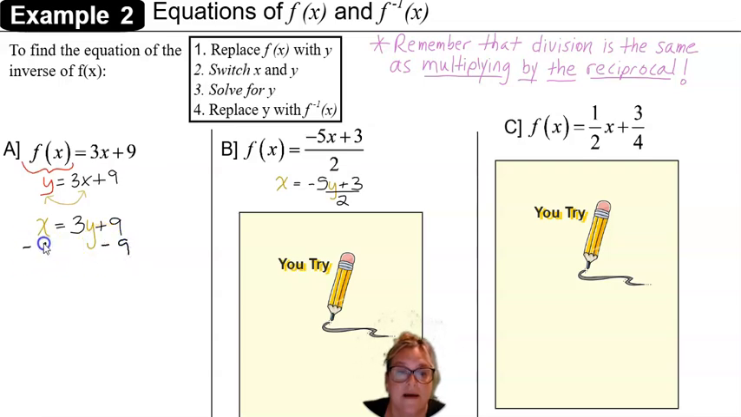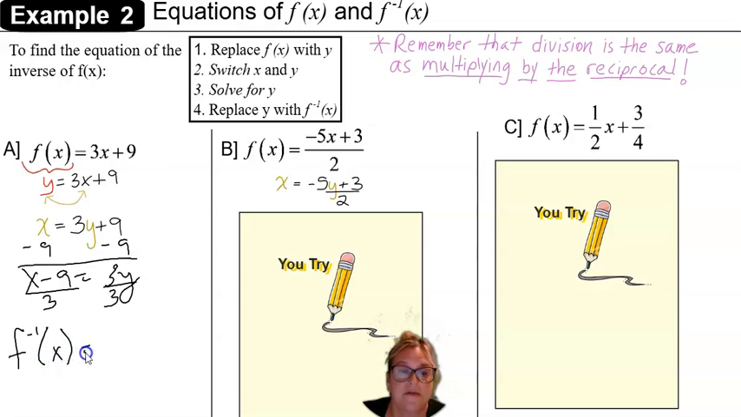So we'll subtract 9 from both sides, and we have x minus 9 is equal to 3y. Then we're going to divide both sides by 3, and the inverse, f with a little -1 superscript of x, is equal to the quantity x minus 9, all divided by 3. So pause the video and try B and C on your own. Remember that division is the same as multiplying by the reciprocal. Then you can resume the video once you've given those a try.